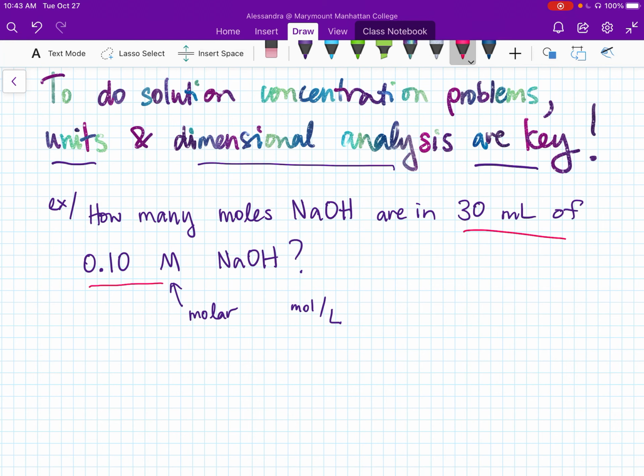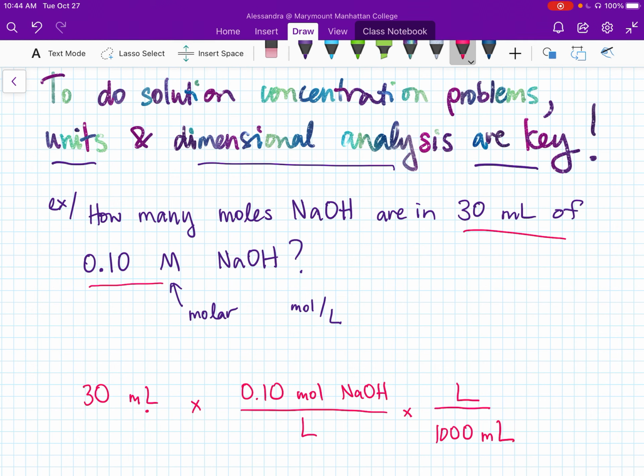30 milliliters of 0.10 molar, that "of" becomes a multiplication sign. So we have 30 milliliters of 0.10 moles per liter. And the moles per liter are the moles of sodium hydroxide per liter of solution. So in doing this, we see that we have units on the top and units on the bottom, but the units don't match. So we need to do a conversion to convert those milliliters to liters. We know that there are 1,000 milliliters in a liter.